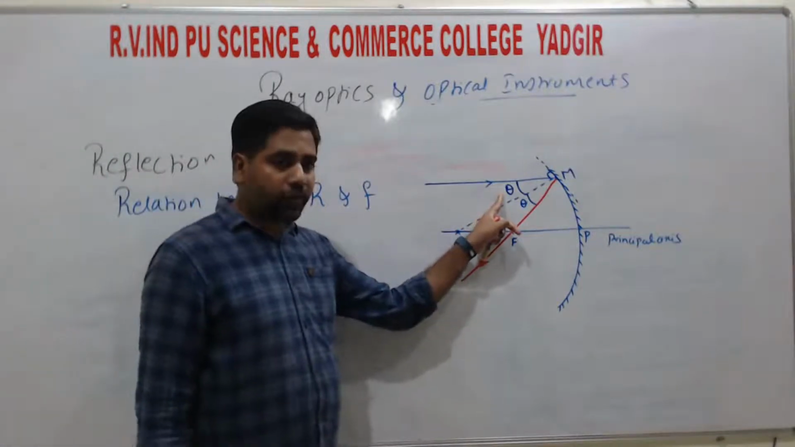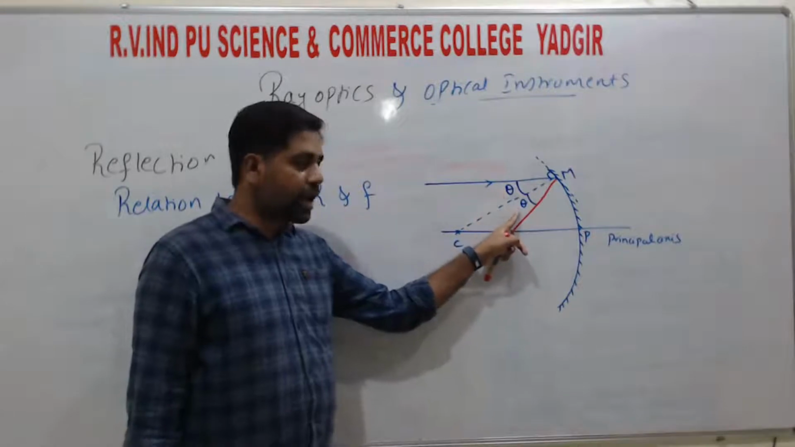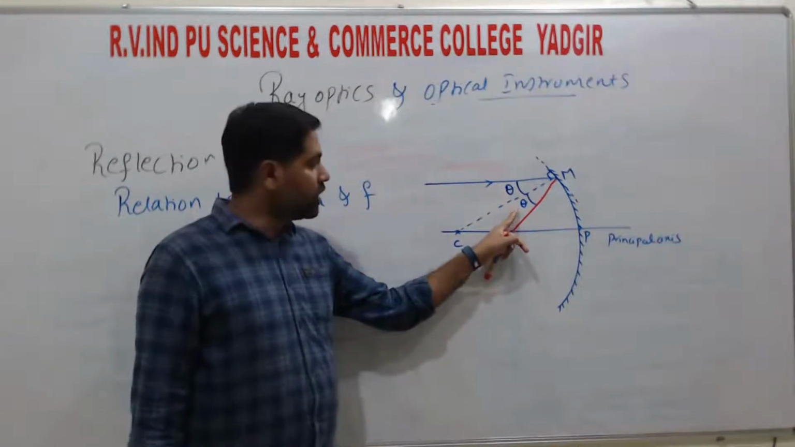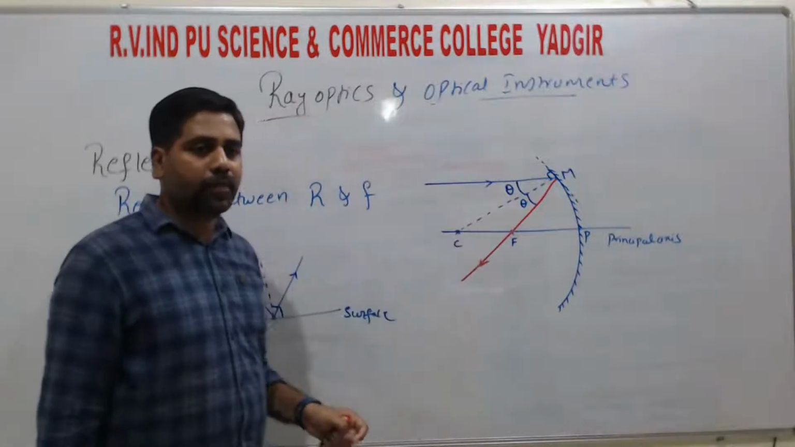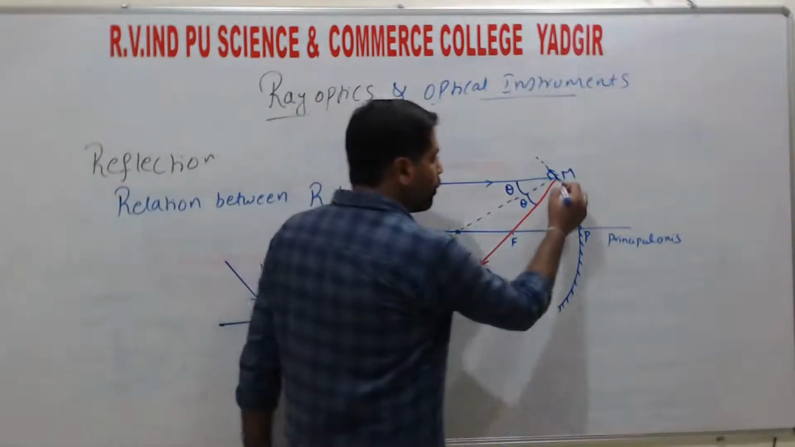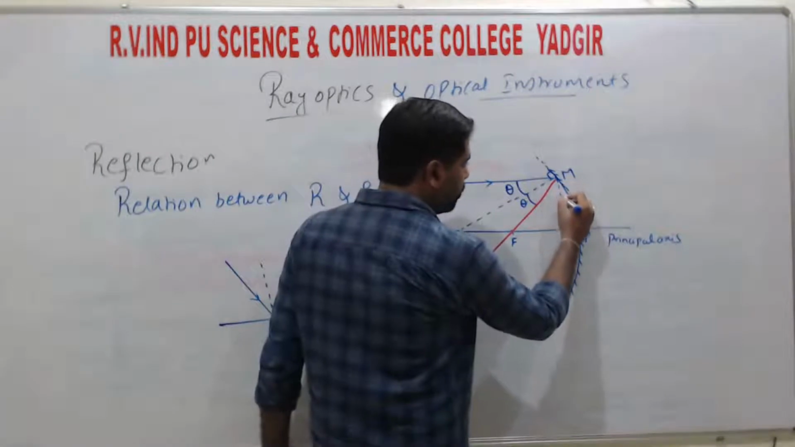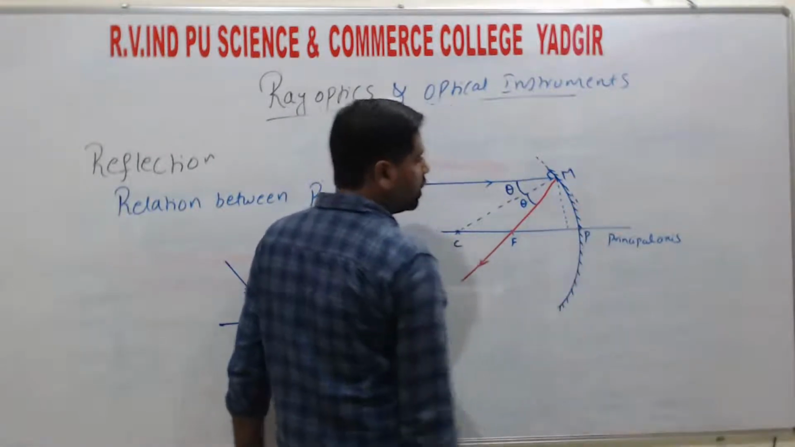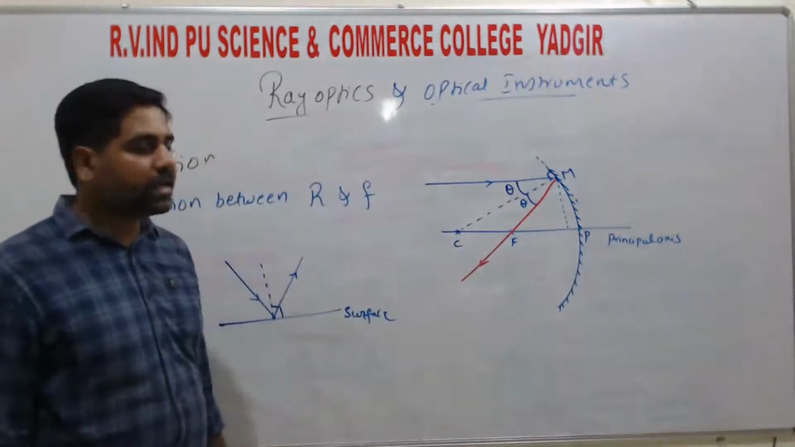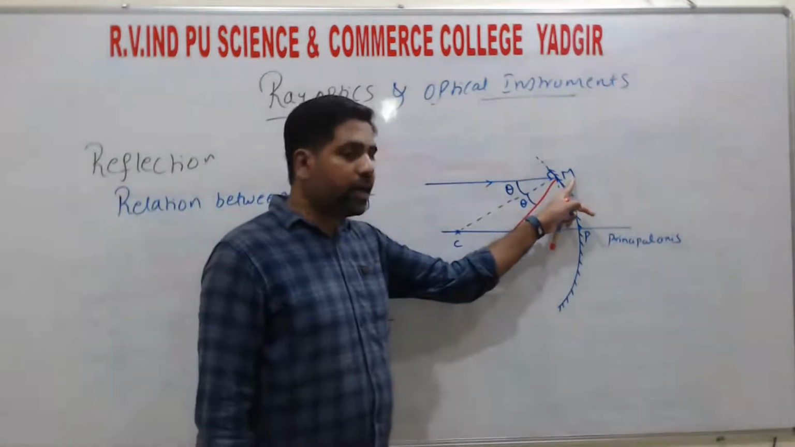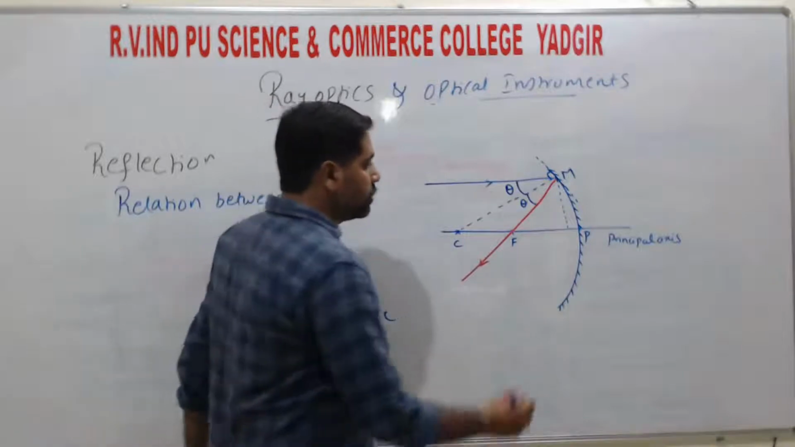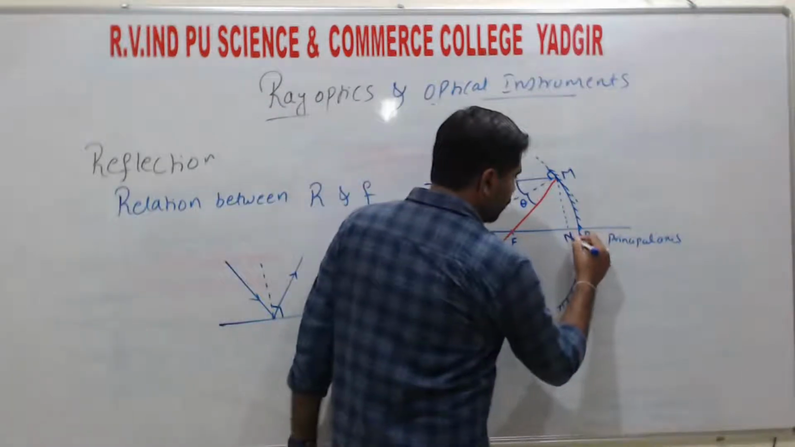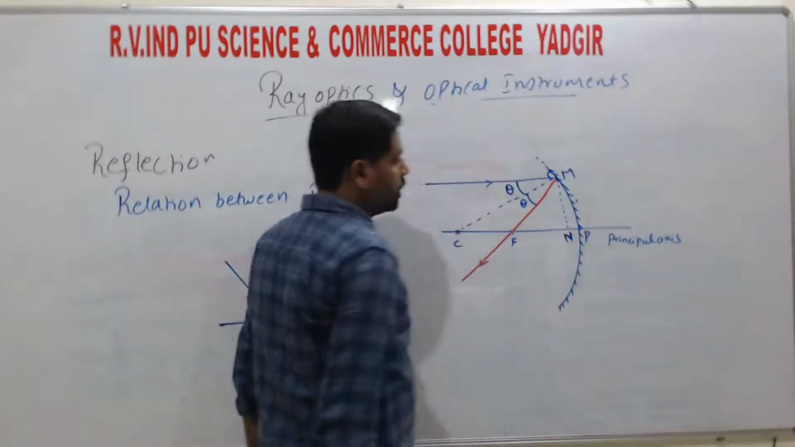So from the laws of reflection, angle of incidence is equal to angle of reflection. So for that reason, angle theta is equal to angle theta here, right? Now draw the perpendicular from point M to the principal axis. Next, we need to draw the perpendicular from point M to this principal axis. Calling that point as point N, right?